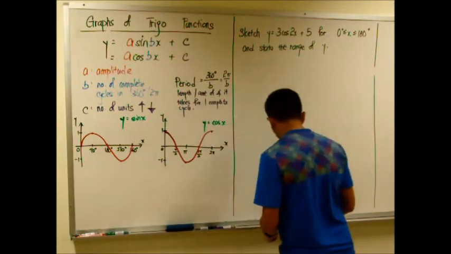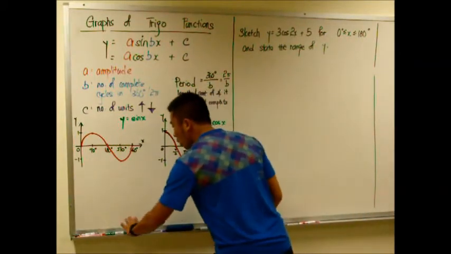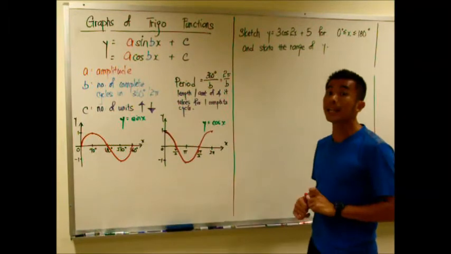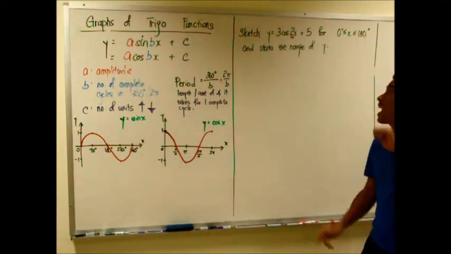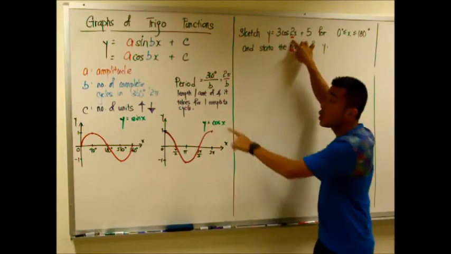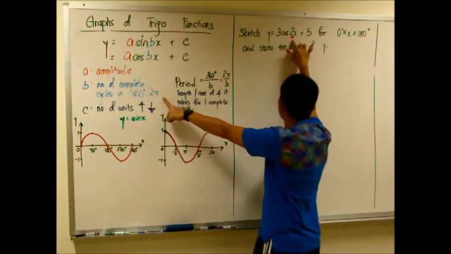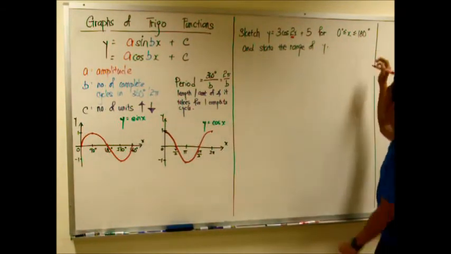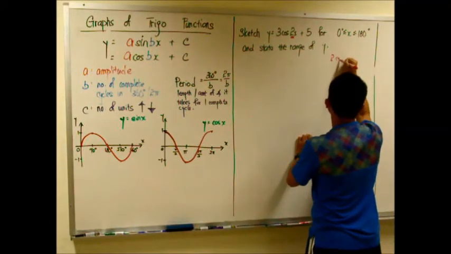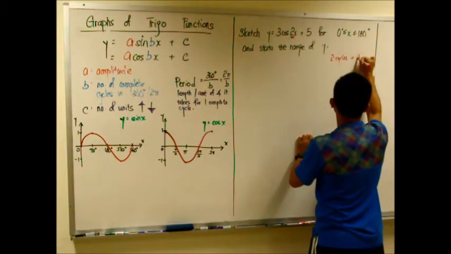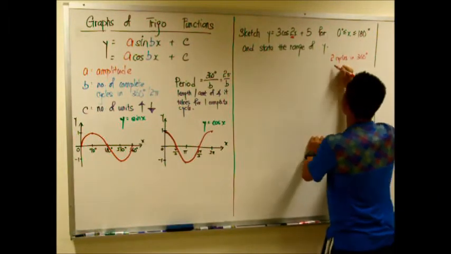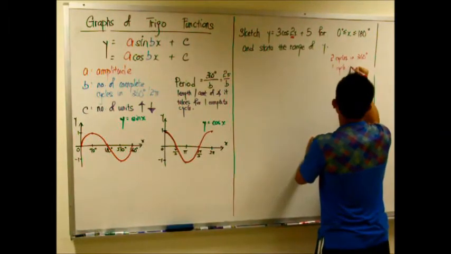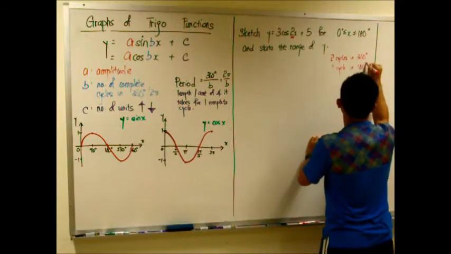Normally, before I begin, I will take a look first. How many cycles are there in 360? There are 2 cycles in 360 degrees. So, if it's 180, we only need to draw to 180. It's very obvious. We only need one complete cycle.